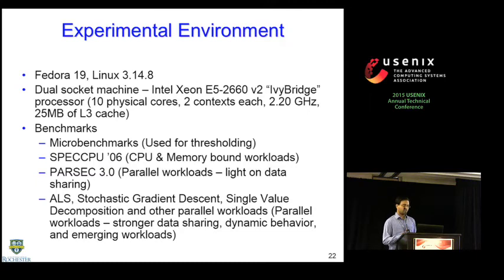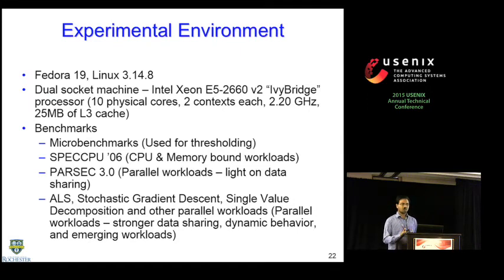So for more discussion of our experimental results, we use an Intel Ivy Bridge dual socket machine with 10 physical cores, 2 hyperthreads, and 25 megabytes of last level cache. We built SAM over Fedora Linux 19 with kernel version 3.14. We use several benchmarks to evaluate SAM, starting from our micro benchmarks that we've used for thresholding, then SPEC CPU benchmarks that are either CPU intensive or memory intensive. We use some of the PARSEC benchmarks that are parallel and have data sharing, but they're relatively light compared to some of our other benchmarks that are more focused on the emerging workloads that we see in fields like machine learning, computer vision, etc.